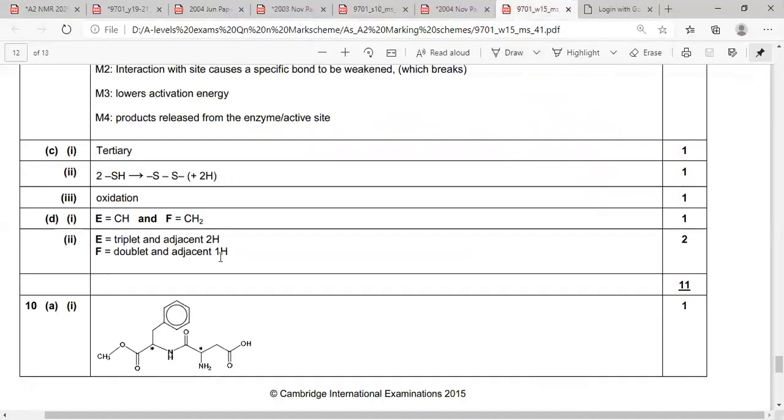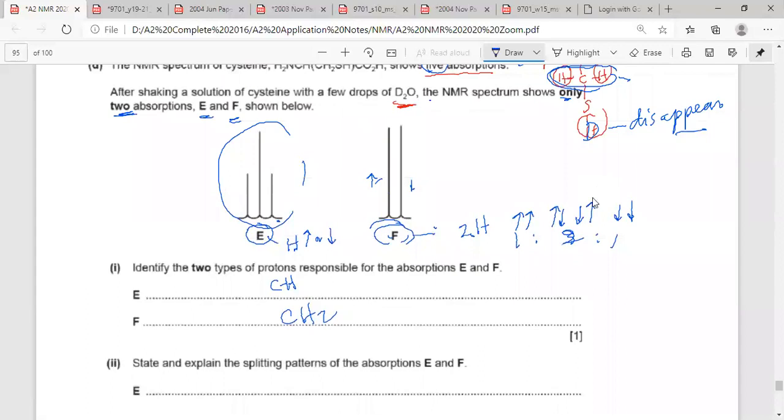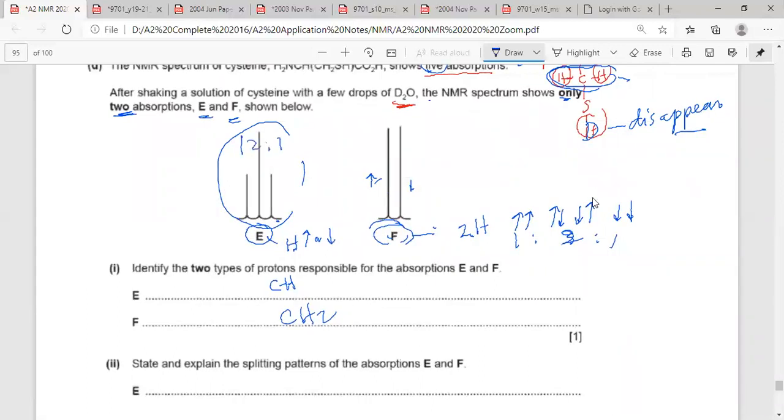Look at here. E is a triplet, which means E is adjacent to 2H. Triplet is 1, 2, 1. That means adjacent halogens. How many adjacent halogens do I have? Must have 2, isn't it? That means E is adjacent to 2 halogens. See answer.